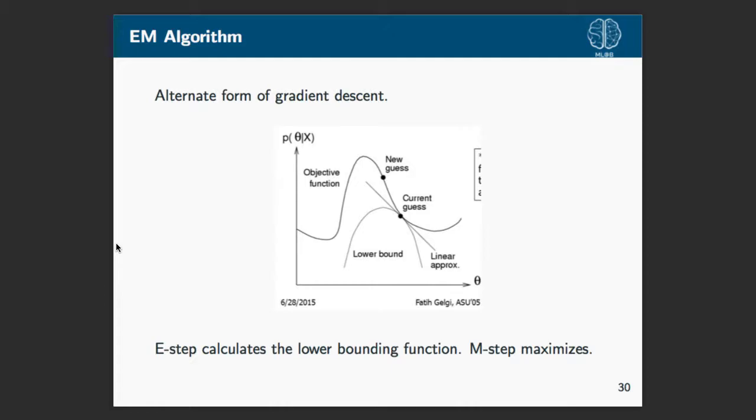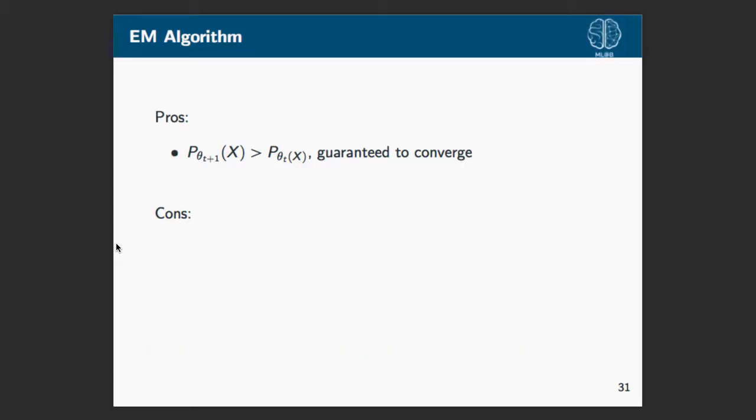Yeah, so the E step calculates the lower bounding function, and the M step maximizes. So pros, your model at time t plus one is always going to be better than the model at time t, meaning the probability of your data at time t plus one is always going to be better than the probability of the data at time t. So this means you're guaranteed to converge. You are guaranteed to converge. And it works pretty well in practice. That's the pros. And then cons are it could converge to a local max.